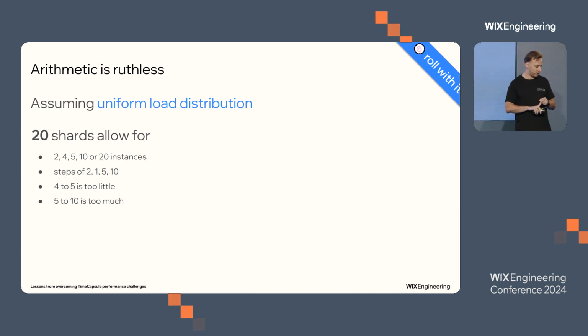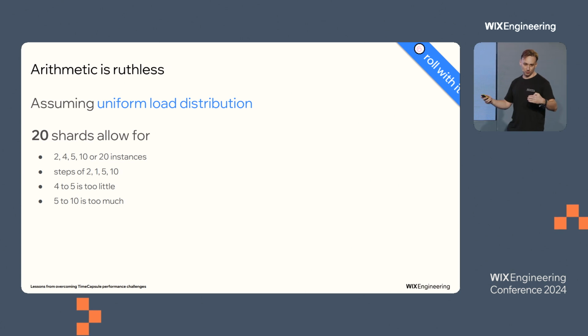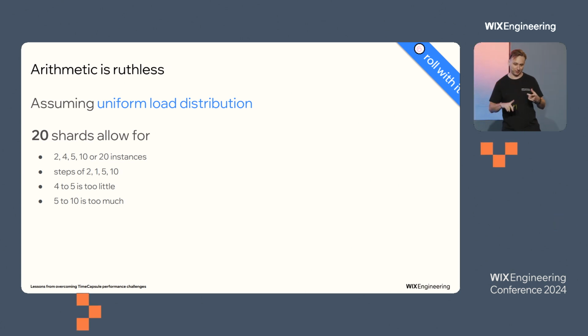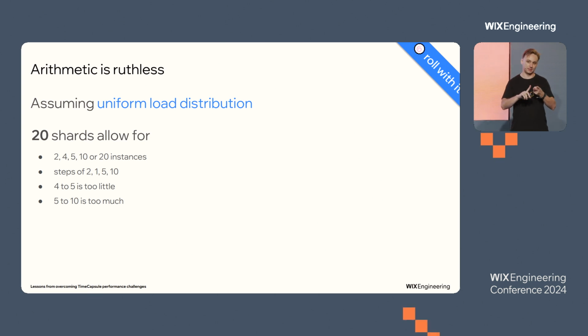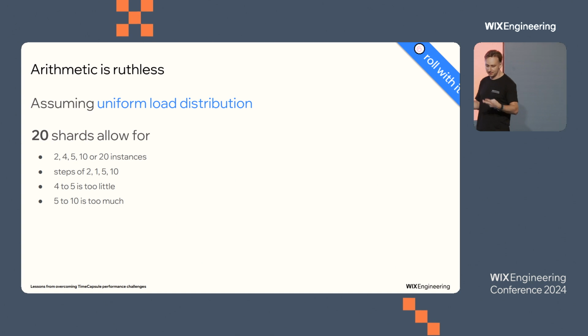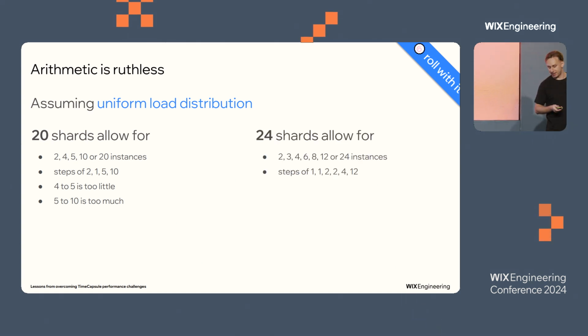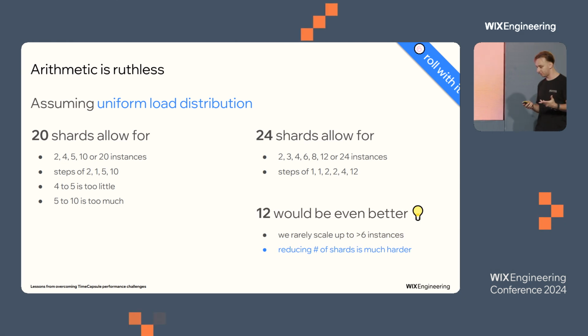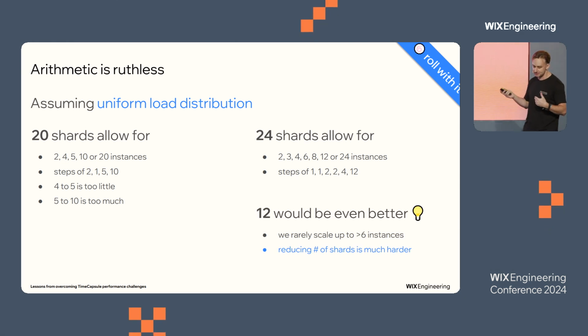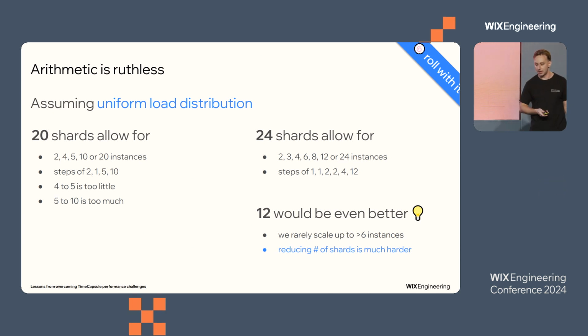And with autoscaling, we discovered this very weird, unexpected arithmetic property of natural numbers. If we want uniform load, and we want that, we can only scale to 2, 4, 5, 10 instances. And when we scale from 2 to 4, it's double the number of instances, and 4 to 5 is only 25%. So it's uneven, and it's very bad. Now we have 24 shards, and looking back at metrics, we could have probably had 12, because we rarely scale to more than 6 instances. But reducing the number of shards is harder than increasing, so we have 24.